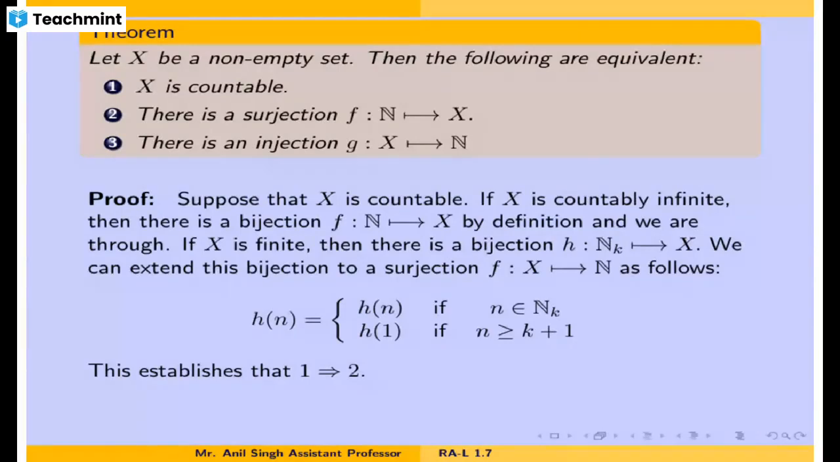three are equivalent. X is countable if and only if there is a surjection from the set of natural numbers to the set X, and that is equivalent to saying that there is an injection g from X to the natural numbers. We will establish the equivalence of these three results, first proving that 1 implies 2.